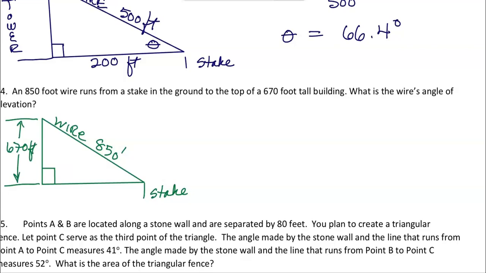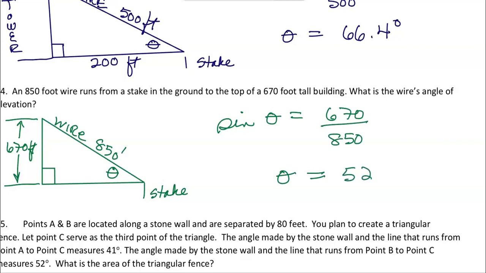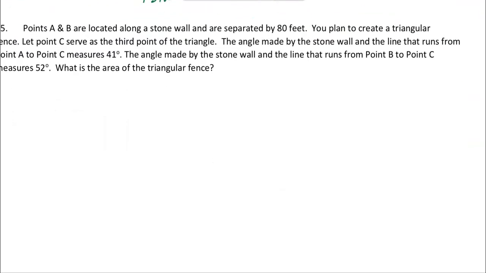What is the wire's angle of elevation? Again, angle of elevation goes there. So from that angle's perspective, I have the opposite and I have the adjacent. So this is a sine problem. After I do my inverse trig, I should get my angle is 52.0 degrees. Okay, moving away from right angle trig.